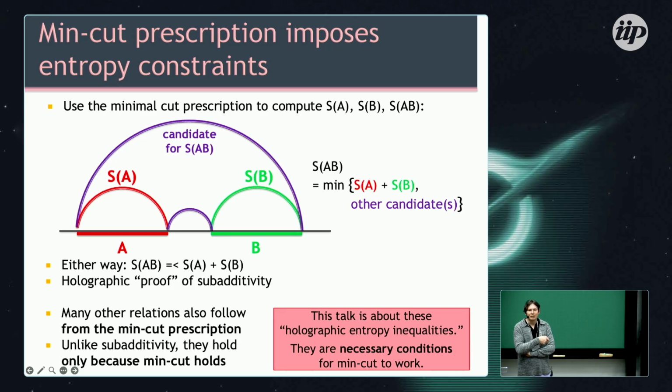And the contrapositive of that statement is that if you take one of those relationships, which I will show you in a moment, that is derivable from the minimal cut prescription, and you go ahead and violate it, then definitely there was no geometry in which the minimal cut prescription could have produced those entropies. And so in that sense, those things produce a sufficient condition for an entanglement structure to be classified as non-geometric. Okay.